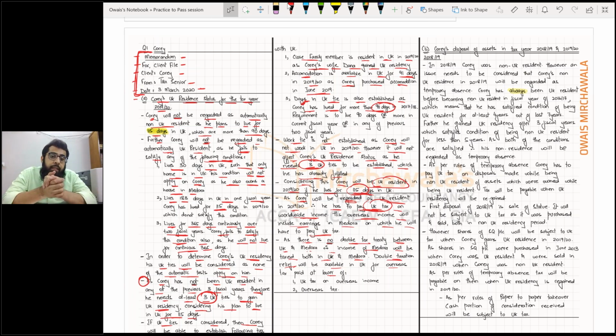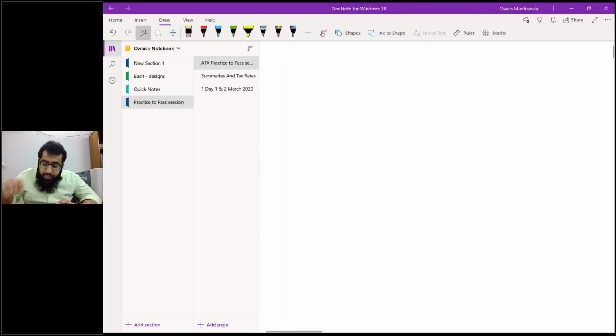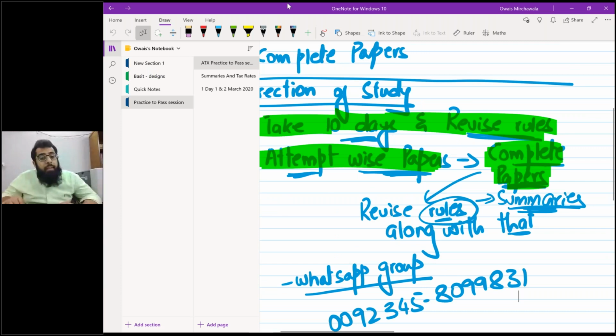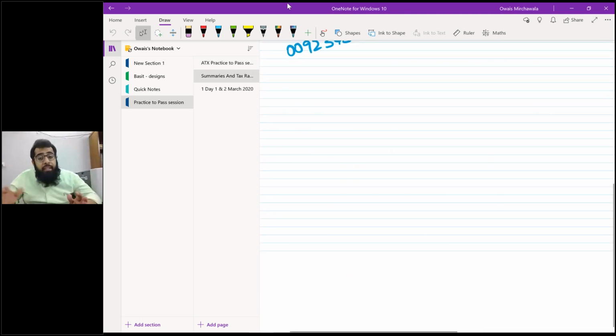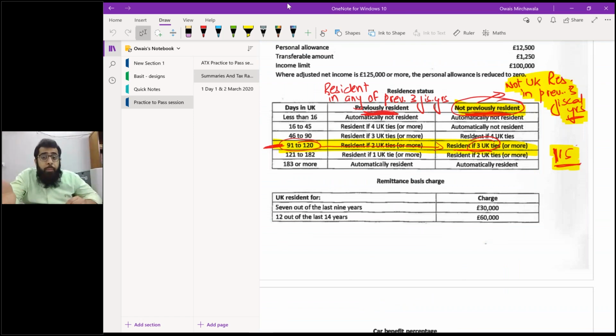Aaron has stated, sir, how do we remember the rules? Now, for rules, you have to give some time. If you remember at the start of the session, what did I say? Give 10 days for revision and then go for past papers. You have these summaries. I have shared all the summaries. You can download them from the handout portion. Download those summaries, read them, and believe me, you'll have a good grip on rules.